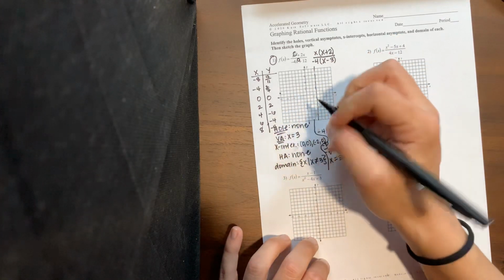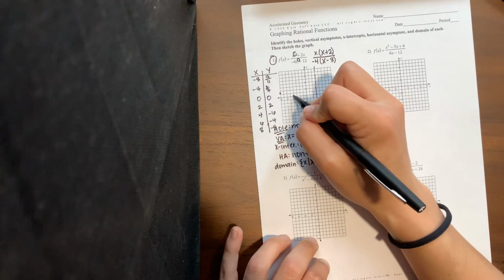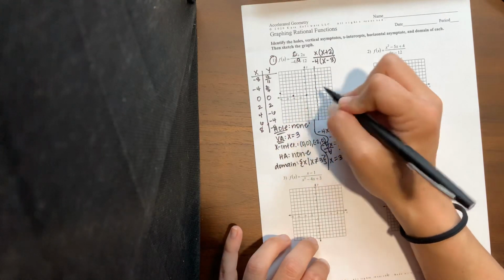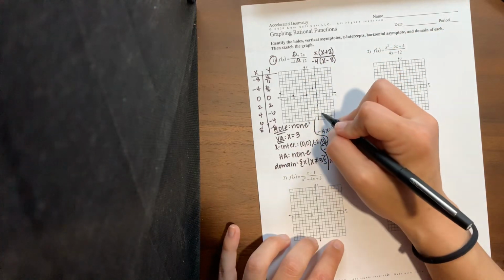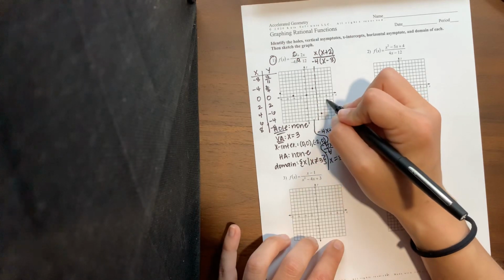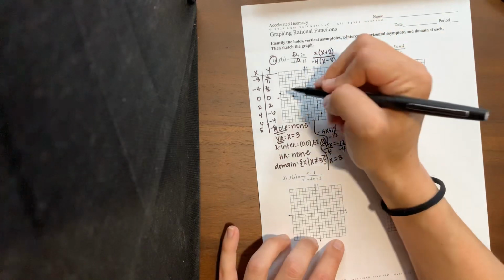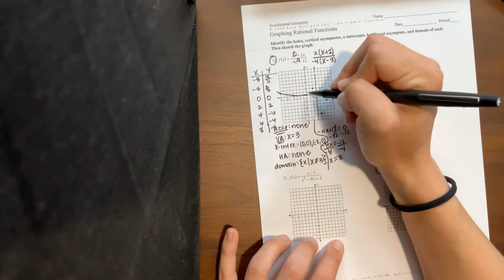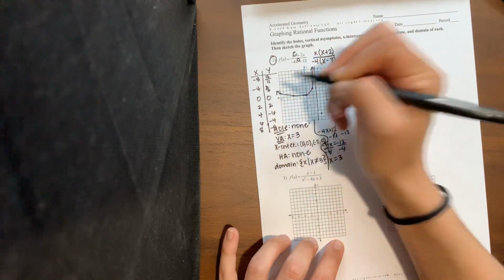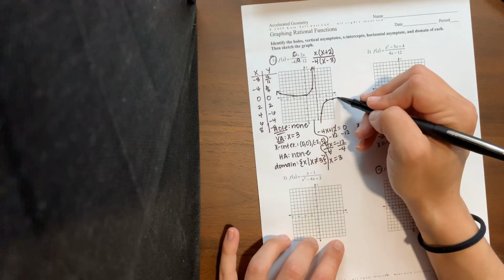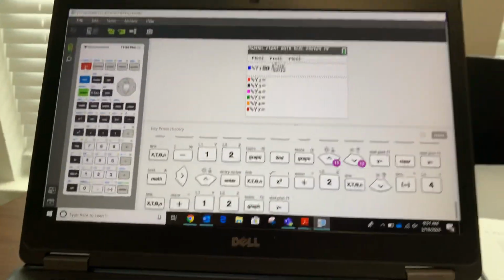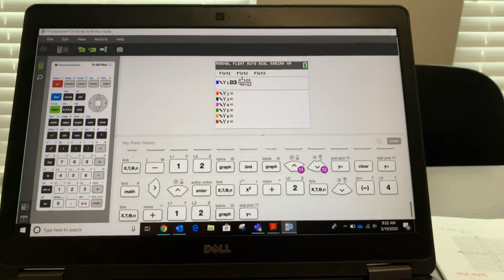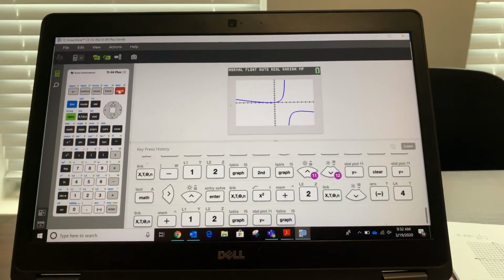So 12/11, a little bit more than 1, 2/7, a little bit more than 0, 0, 0, 2, 2, and then I have 4, -6. And so one curve is going like this, and the other is going like that. And I did type this into my graphing calculator and click graph, and there it is.